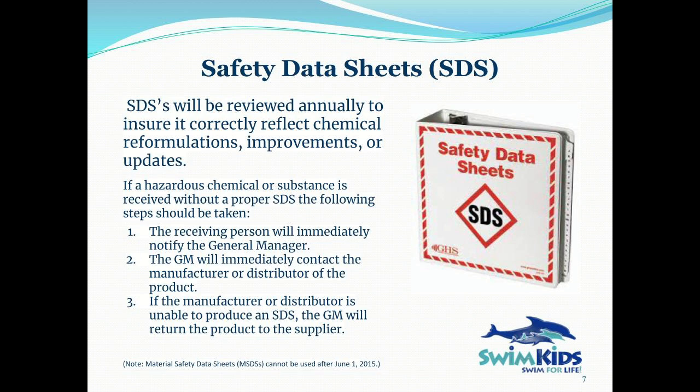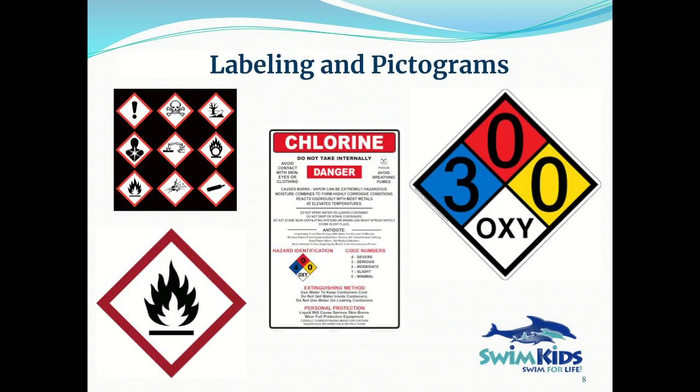If a hazardous chemical or substance is received without a proper SDS, there are steps that must be taken to make sure that an SDS for that chemical or substance can be made available. If an SDS cannot be produced, the product should be returned to the supplier. Steps for this type of situation are located in the written version of the Hazard Communication Plan found in the SDS binder on site. Labels and pictograms are used to alert us to the presence of hazardous chemicals and how to properly handle and use them.